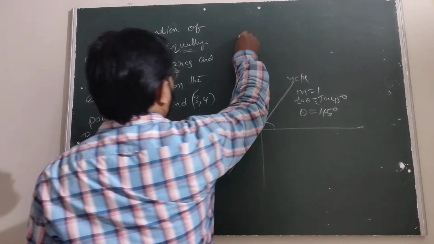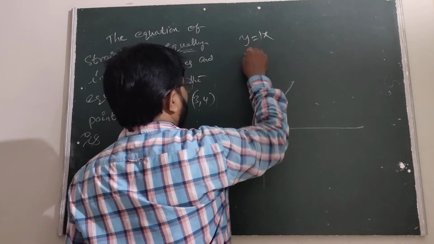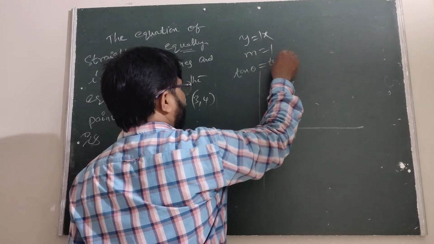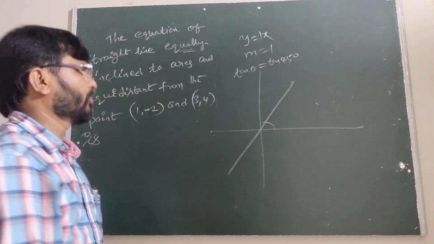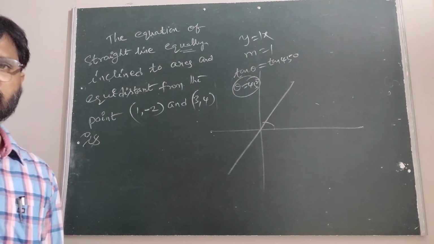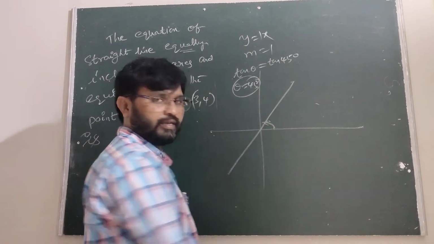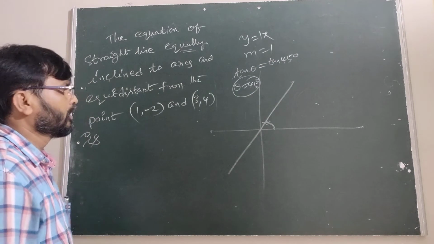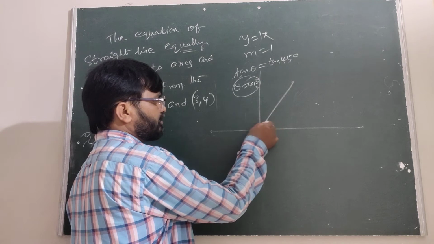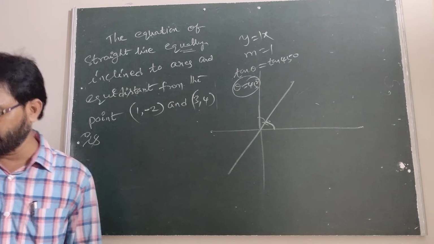Is it clear? When we take the line y equal to x, m equals 1. M is tan theta, which is tan of 45 degrees. Therefore, theta is 45 degrees. Is it clear? Theta is 45 degrees. Therefore, when it is 45, that means equally inclined. This is 90. This line makes 45 degrees with the x-axis and 45 degrees with the y-axis. That is the meaning of equally inclined to the coordinate axes.